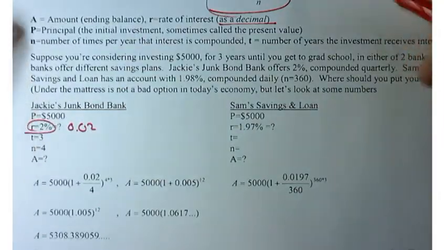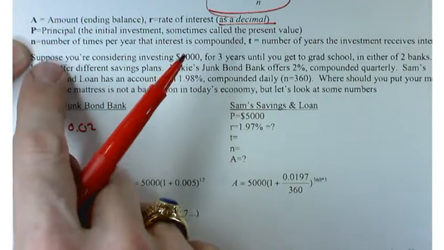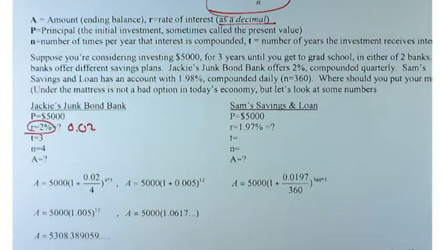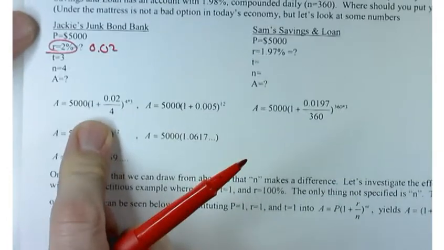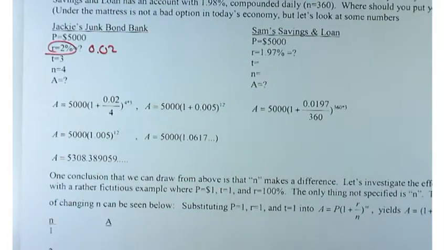Let's see what else. N is the number of times a year that interest is compounded. So how often do they add interest to your account is really what that is. And then, of course, T is time. So let's practice with that formula, filling it in for Jackie's Junk Bond Bank here with an initial investment of $5,000 at 2%, which is probably pretty decent right now given our economic conditions.